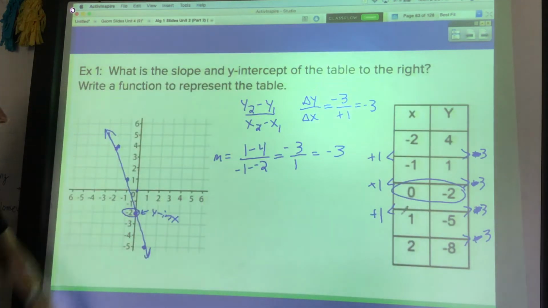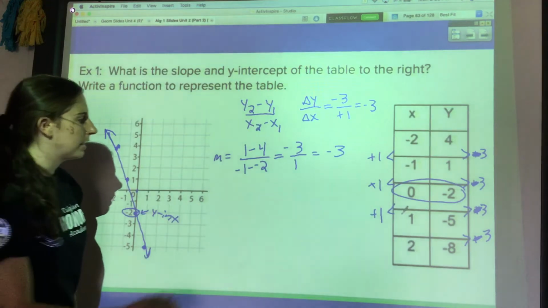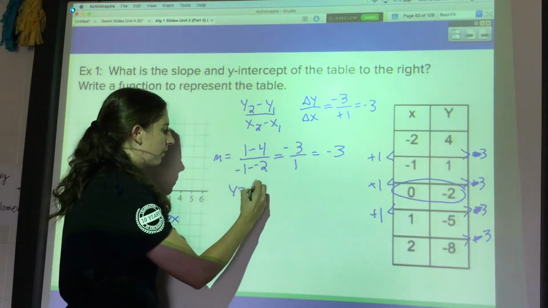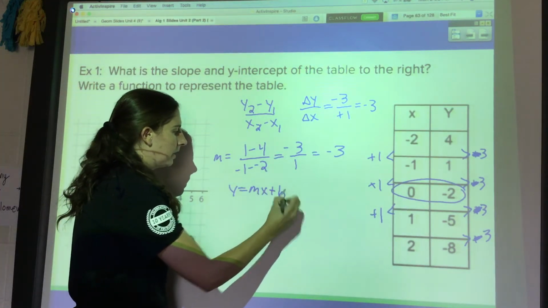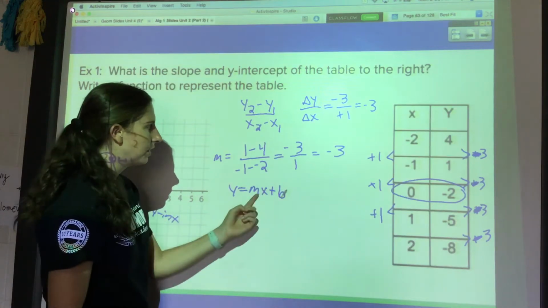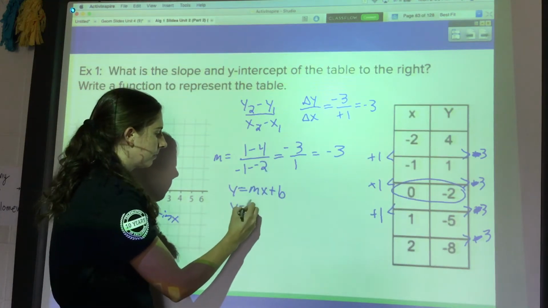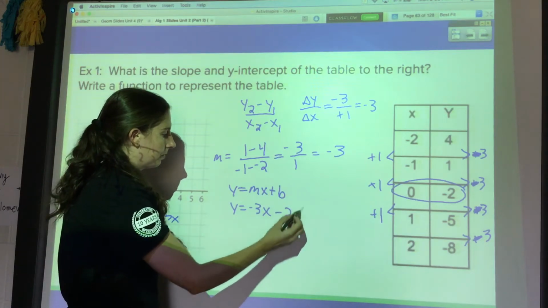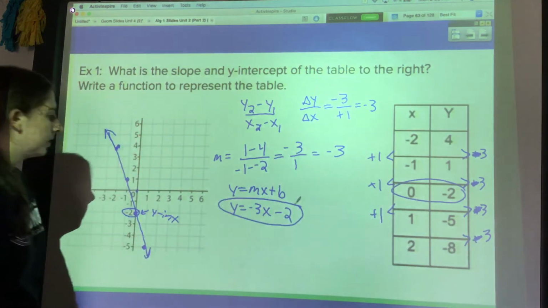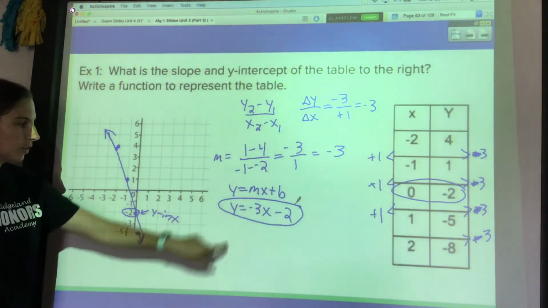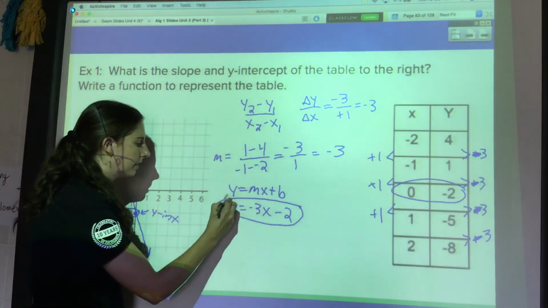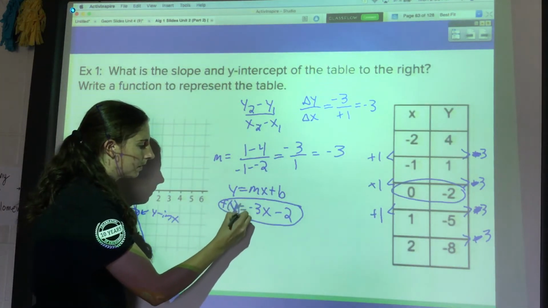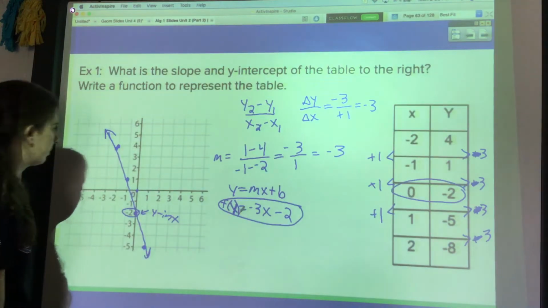Okay, if I want to write a function to represent this table, that's going to be pretty simple. Because if I use slope-intercept form, I already have that stuff. I have the slope, it's negative 3. And I have the y-intercept, it's negative 2. That's it. Instead of y, you may want to use f of x. Either way, they mean the same thing.